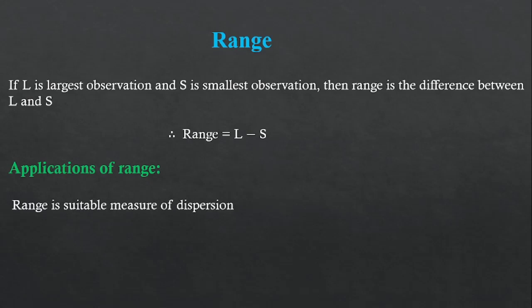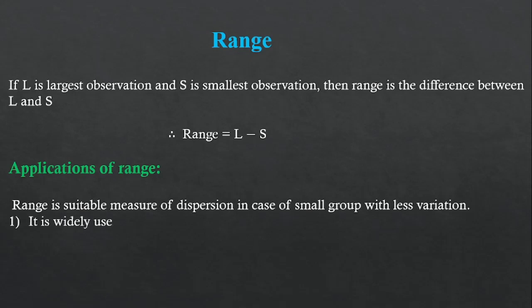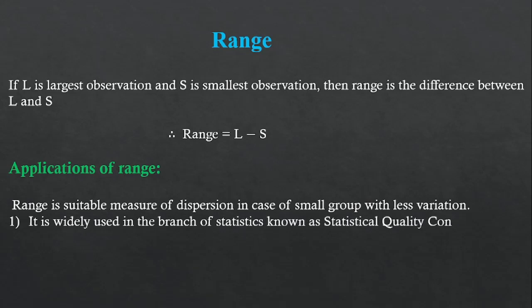Range is a suitable measure of dispersion in the case of a small group with less variation. If we have a small group of data and less variation, then we can use the range. The first application is that it is widely used in the branch of statistics known as statistical quality control. If you are from a statistical background, then you know statistical quality control, which we shortly name SQC. There we can use the range.